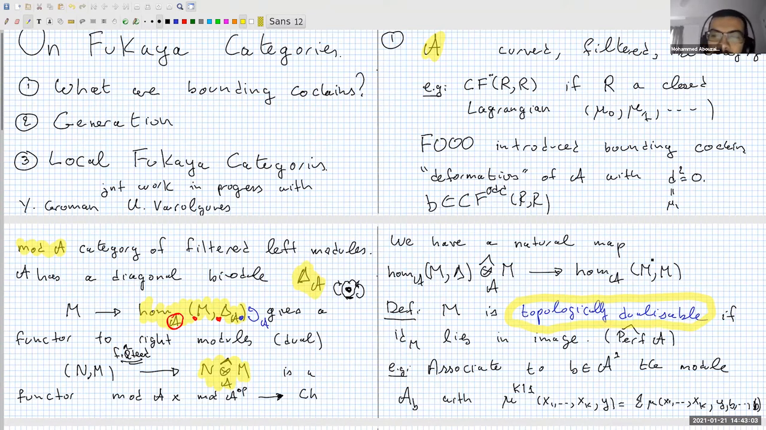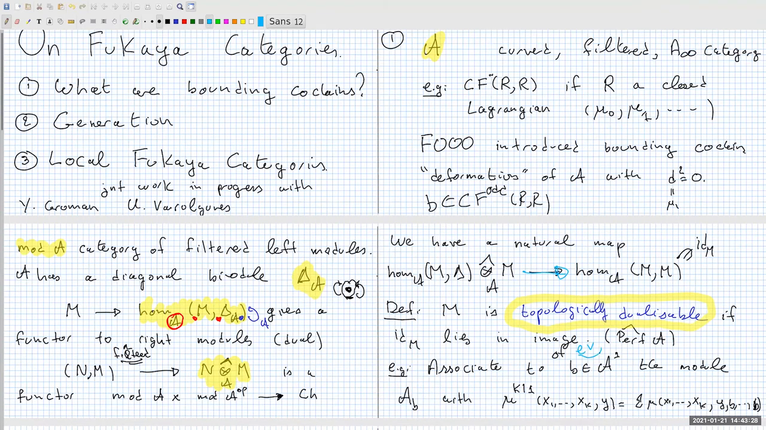If the identity, which is an element, I said that the category of left modules is just a normal category. There's nothing wrong with it. So therefore, there is an identity element in the cohomology. If this identity element, once you pass to the cohomology, lies in the image of what? In the image of this evaluation.